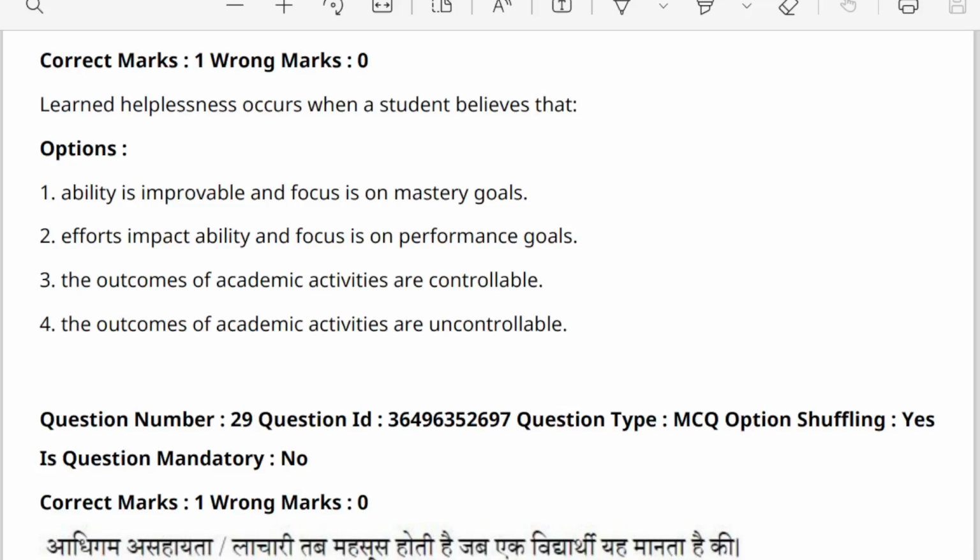Does the child believe that the outcome of academic activities are controllable? That means they can be controlled? No, because the child believes that whatever happens, he is going to fail. So that's uncontrollable. The outcomes are uncontrollable. So option 4 is the answer of a student's belief who has learned helplessness.